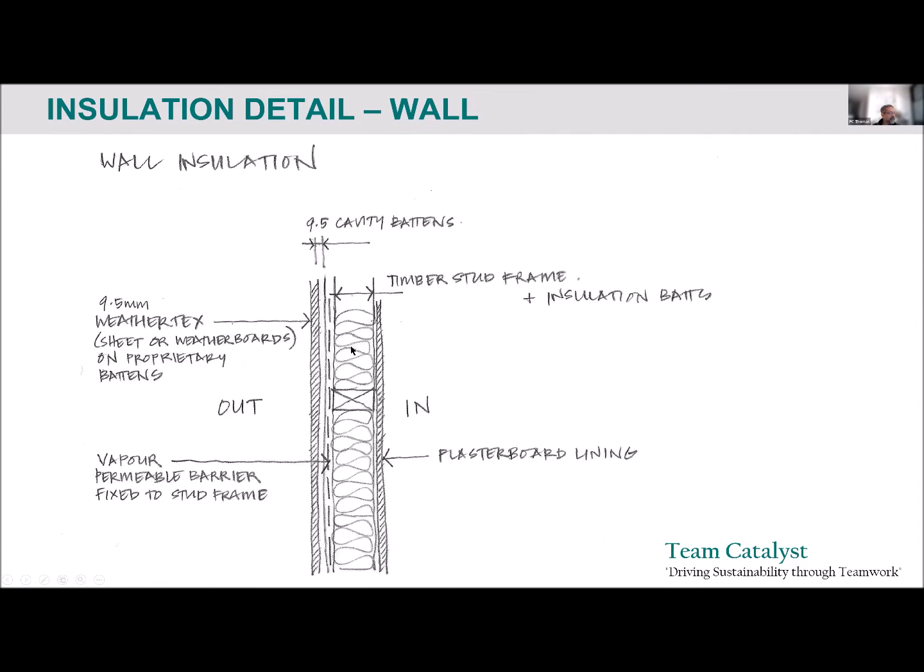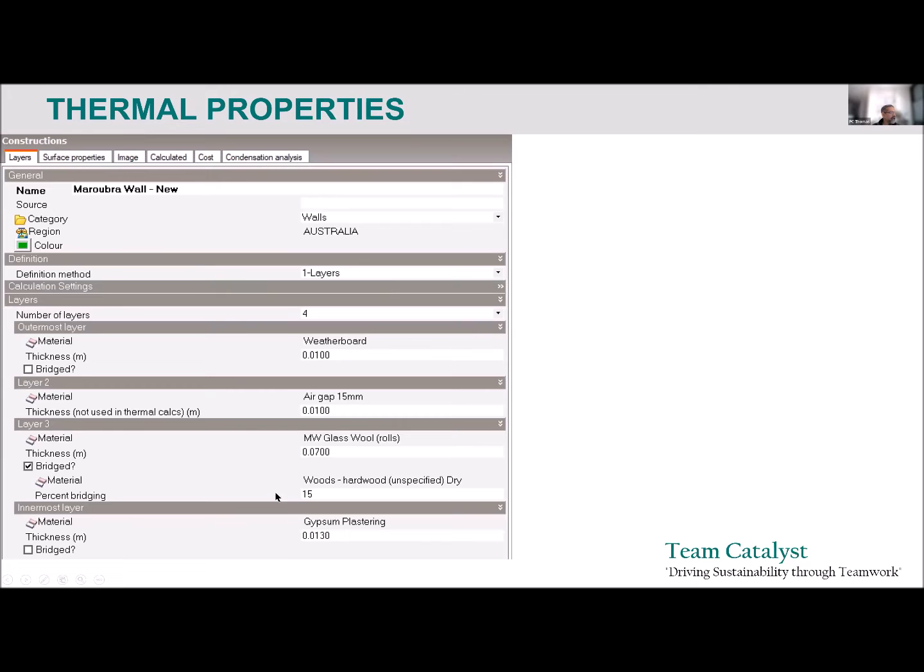Similarly, you can see that you can represent all kinds of walls. Now, typically in India, this would be brick and plaster. In Australia, we're using on the outside a timber board called WeatherTex. There is an air gap, there is insulation, there is a plasterboard lining on the inside, and there are wooden studs that connect these two parts of the wall. You can show all the layers that your wall is made up of.